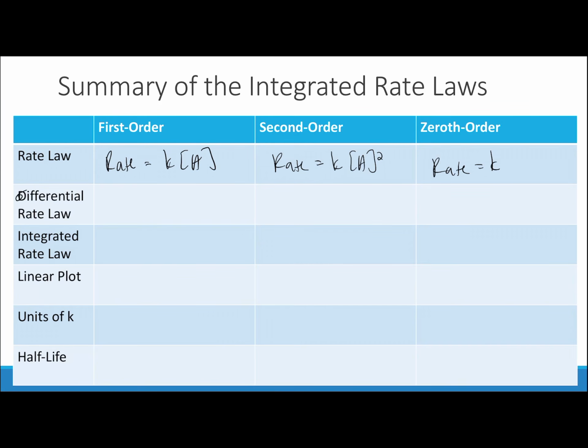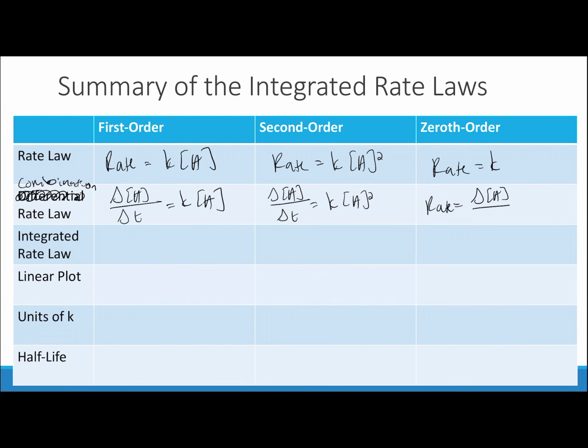And we get: Δ[A]/Δt equals k[A] for a first order process. Δ[A]/Δt is equal to k[A] squared for a second order process. Rate is equal to Δ[A]/Δt equals k for a 0th order process.